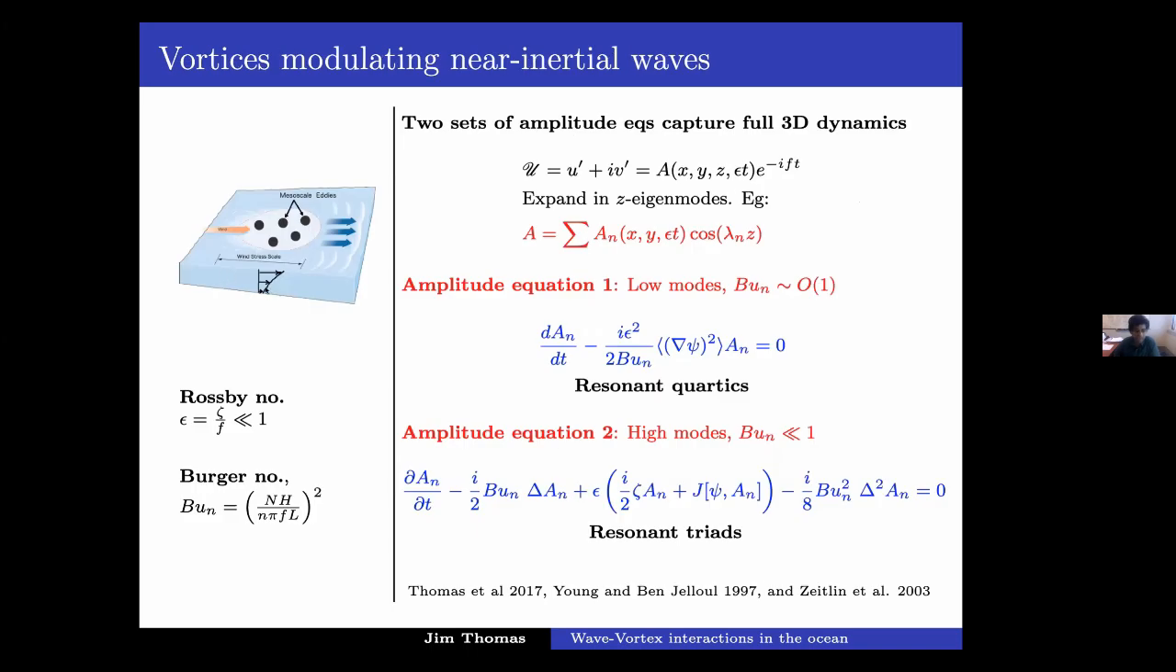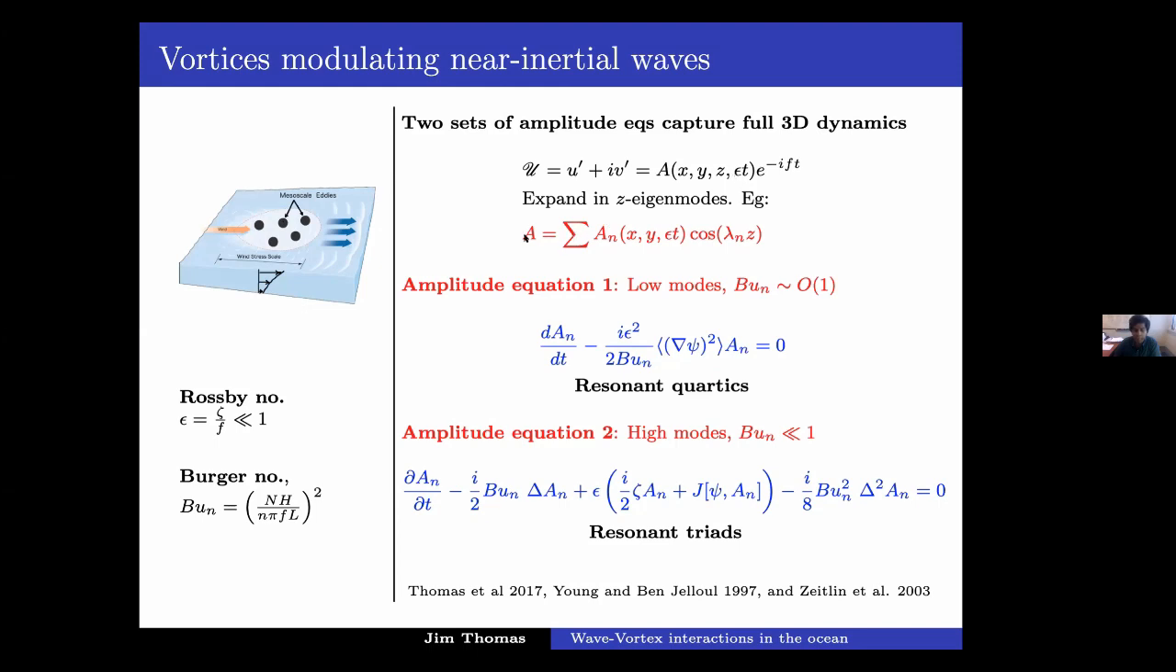For this particular problem, the near-inertial wave problem, we can derive reduced models. The trick is to write the velocity field, where u and v are the horizontal velocity components, as an amplitude multiplying a fast oscillatory part. This is the inertial component, and this amplitude equation allows for slow time dependence. This is a usual strategy in asymptotic analysis.